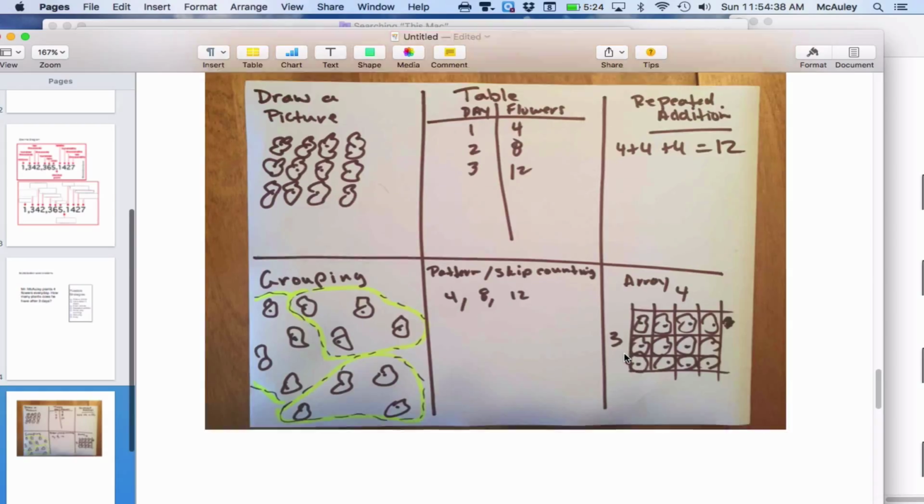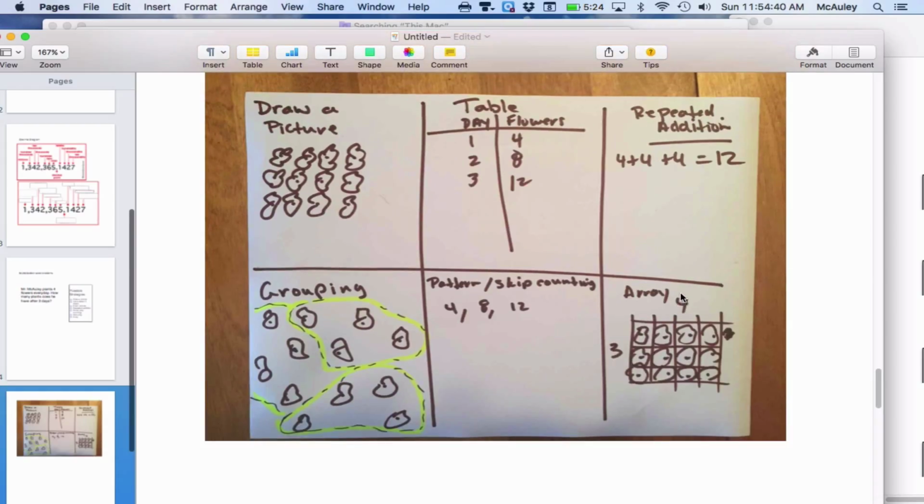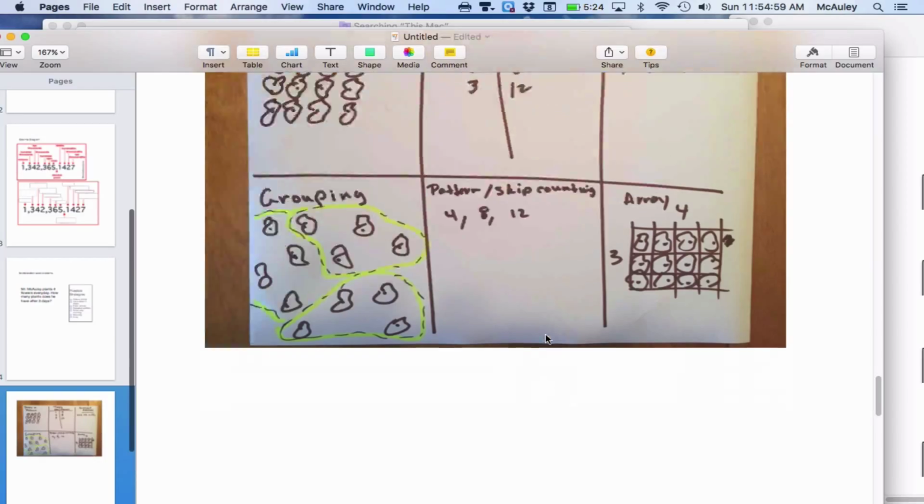And finally, another strategy is to build an array. An array is like a fancy table, a grid, where you do something like this. And it's very similar to drawing a picture. But these are 6 different ways that you could potentially solve a problem. We did a number of problems this way, and I will give them a problem and ask them to solve it one or two ways using one of these 6 strategies.